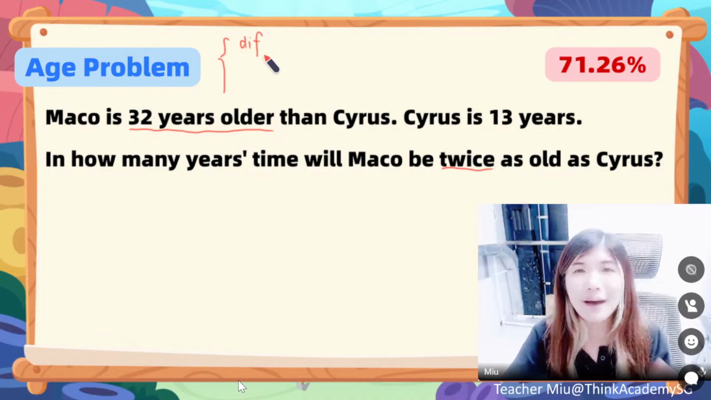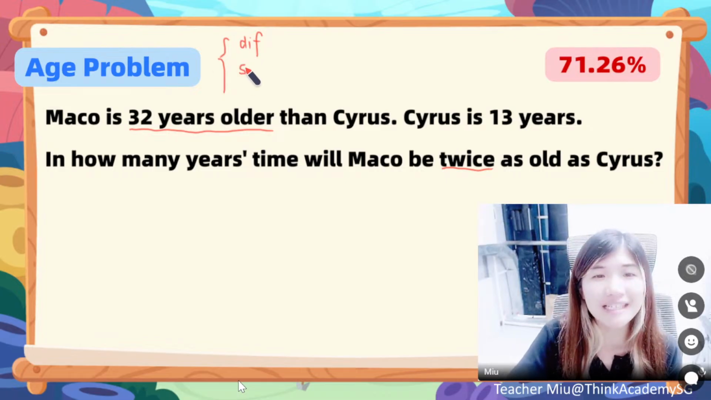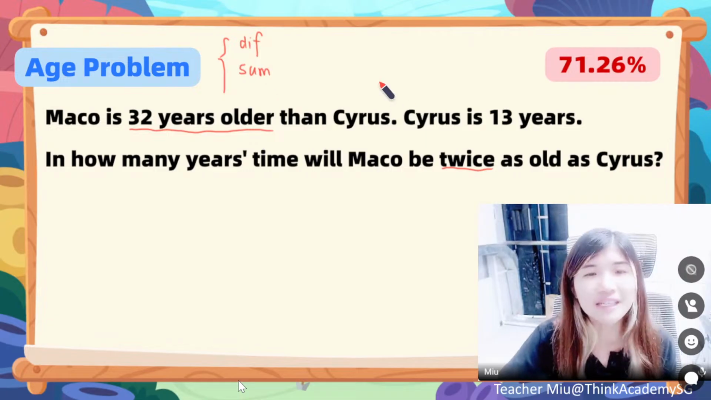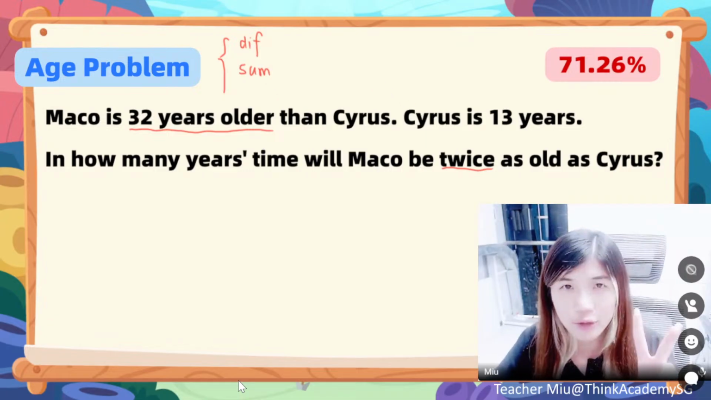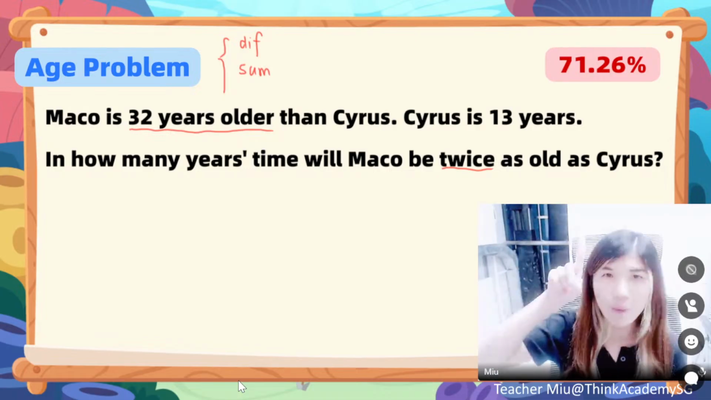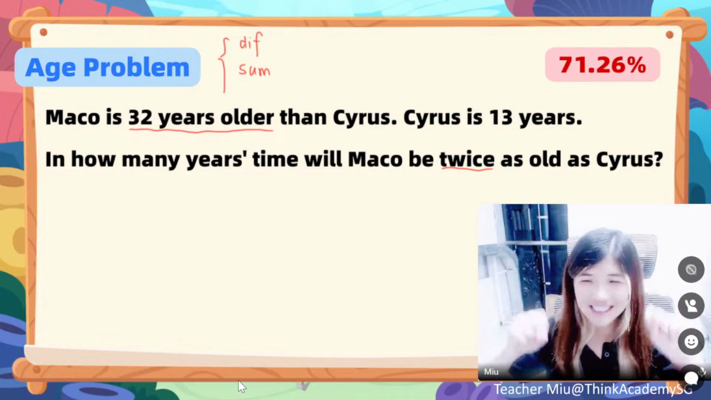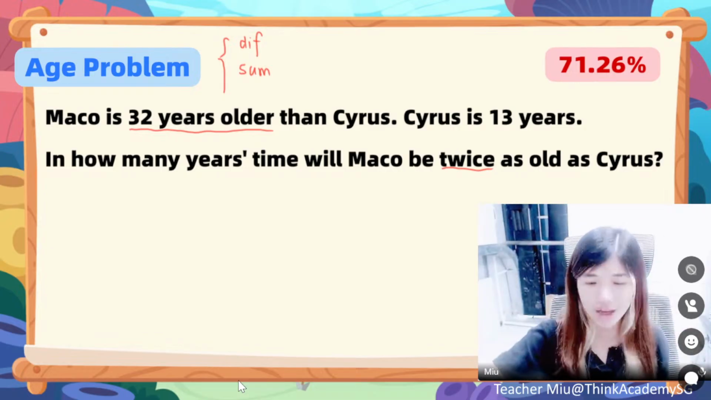And what about the second thing about age problems? Do you still remember? Yes, that is actually about the sum of 2 people. The sum of 2 people would increase by 2 each year. Just like you and Mew, right? Mew increases by 1 year, and at the same time, you will also increase by 1 year. So this is about the age sum.